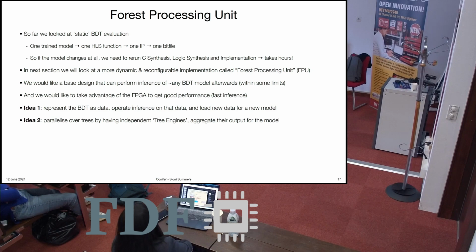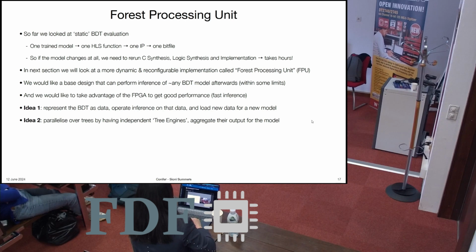That's where we take one trained model with its thresholds and scores and implement that as one netlist. Then you have to go through one place and route for that specific model and get one bit file. And if you'd like to change your model later, you have to redo that process. So the final section is to talk about a more dynamic and reconfigurable implementation that has been dubbed the forest processing unit. The idea is that we'd like to have a flexible architecture for doing decision forest inference that we can load new models onto later.